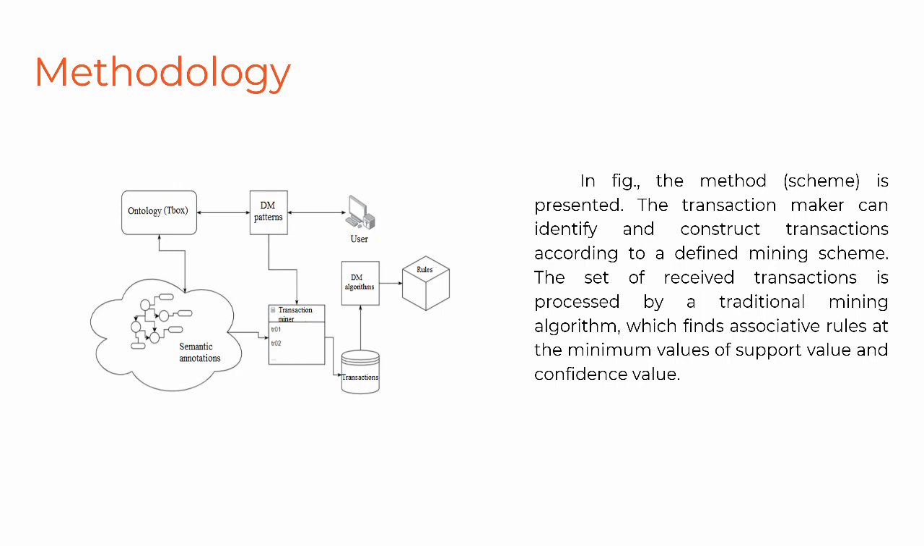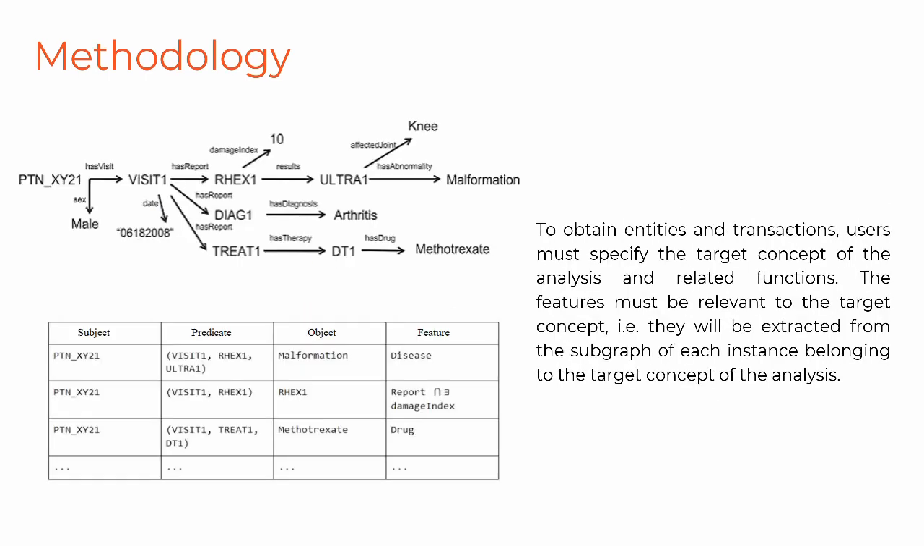Methodology. In the figure, the method scheme is presented. The transaction maker can identify and construct transactions according to a defined mining scheme. The set of received transactions is processed by a traditional mining algorithm, which finds associative rules at the minimum values of support value and confidence value. To obtain entities and transactions, users must specify the target concept of the analysis and related features. The features must be relevant to the target concept. For example, they will be extracted from the subgraph of each instance belonging to the target concept of the analysis.